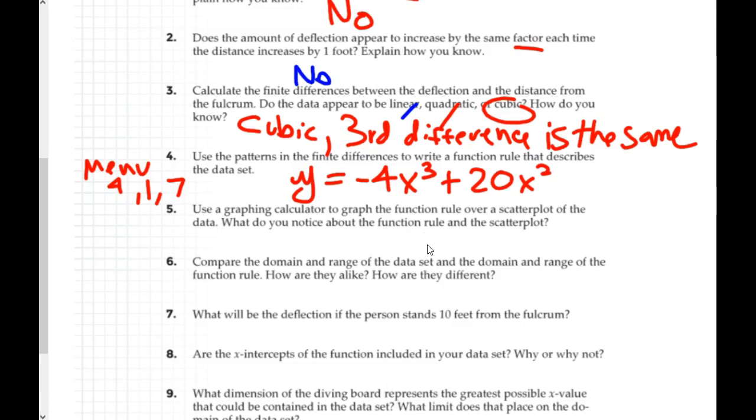Use a graphing calculator to graph the function rule over a scatter plot of the data. Can you graph it? Yes, you can. What do you notice about the function rule and the scatter plot? Let's graph x cubed, the parent function. Oh, no, never mind. We're not doing the parent function. We're just going to hit graph and take a look at it.